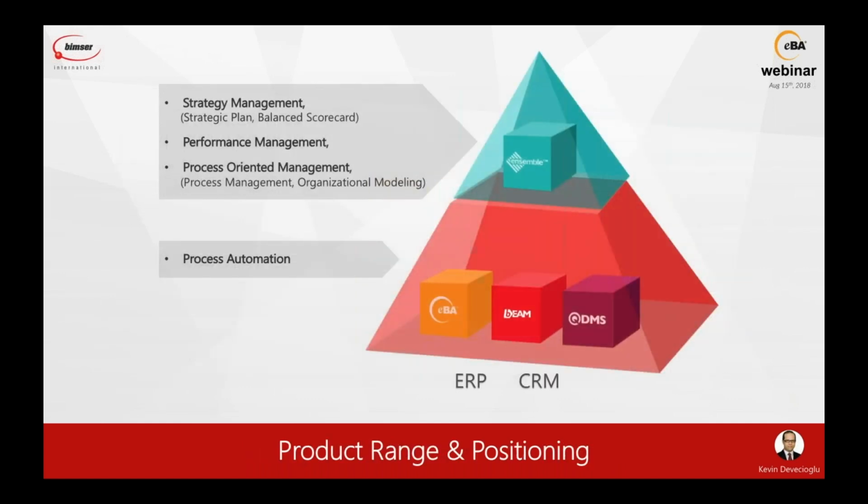When we look at our products in general, Ensemble is more of a managerial tool. eBA, BIM, and QDMS are more on the production side of the transactions. All 4 of our products can work standalone. They can be integrated with each other. They can be integrated with any ERP or CRM platform that's available in the marketplace. Our products can work on cloud and on premise. So we have state-of-the-art technology. We also have mobile apps available for all of our products.